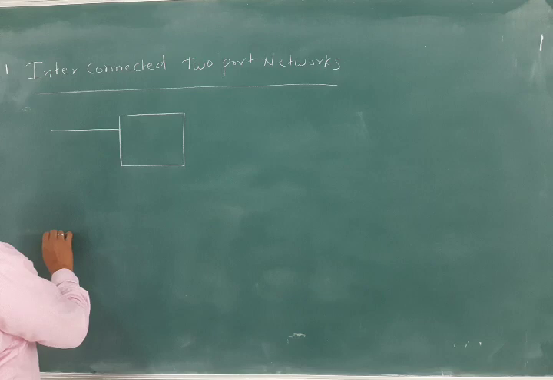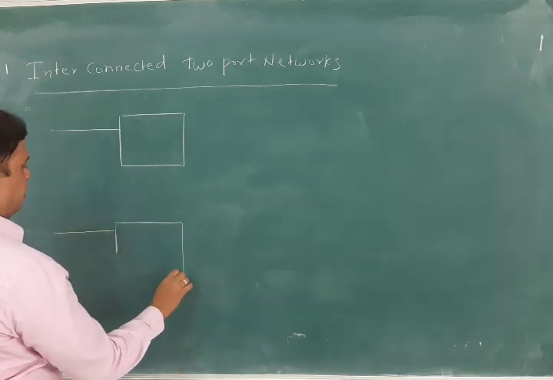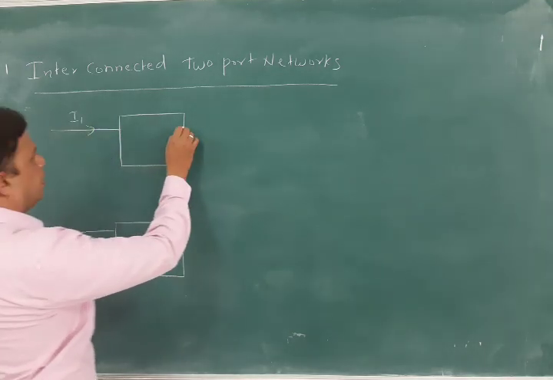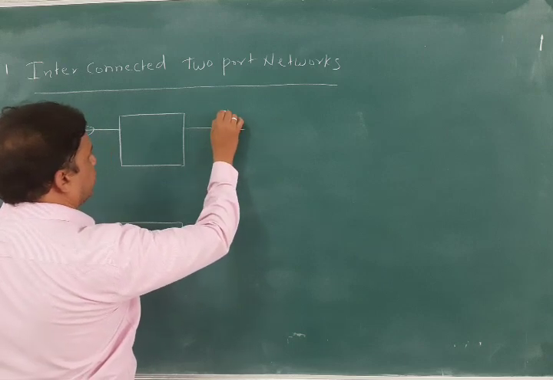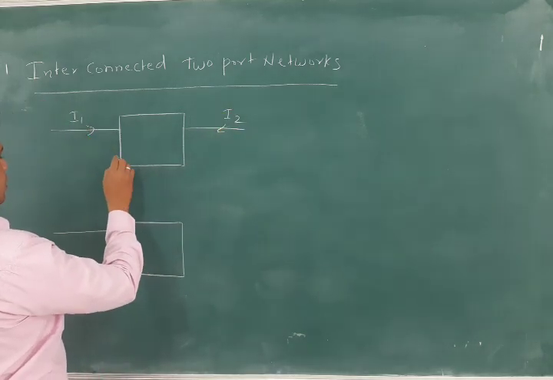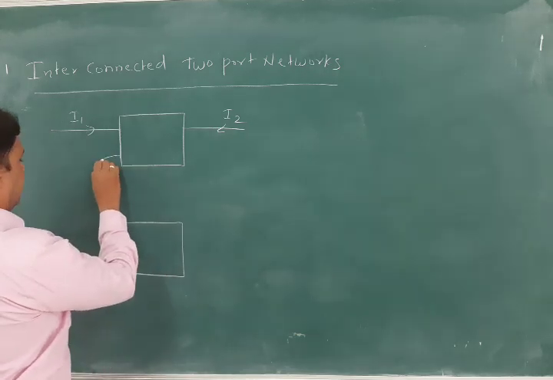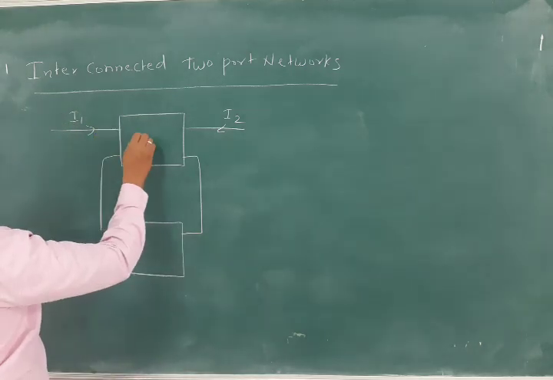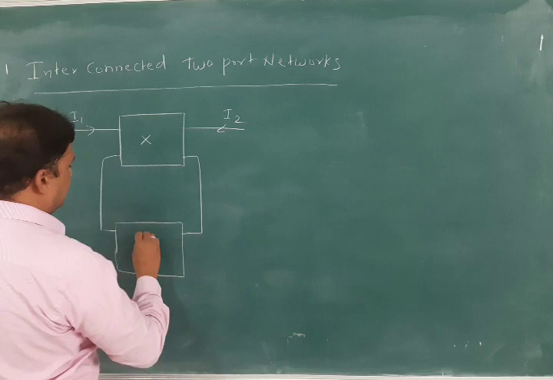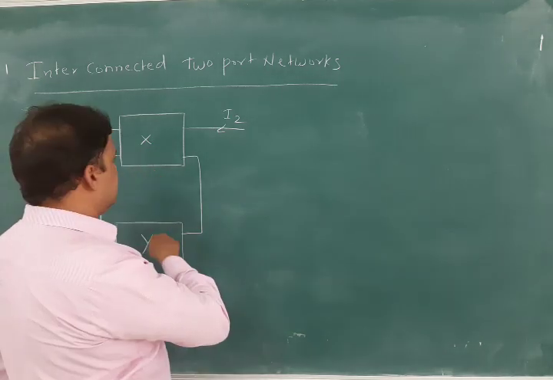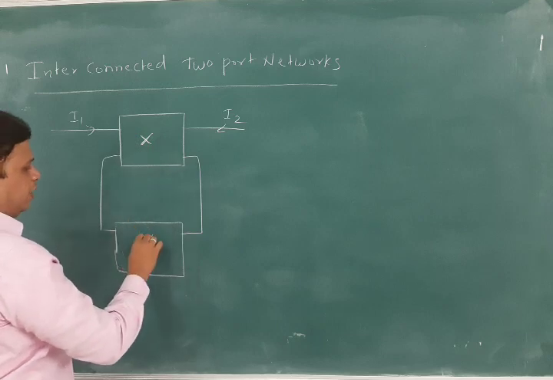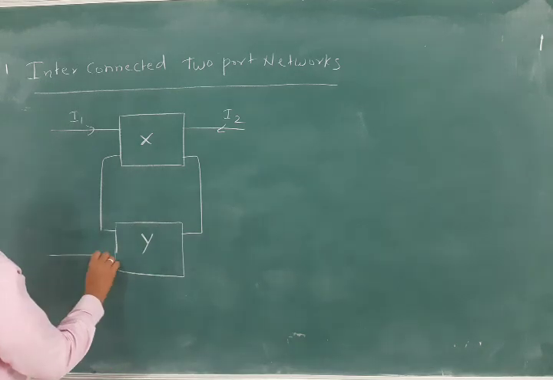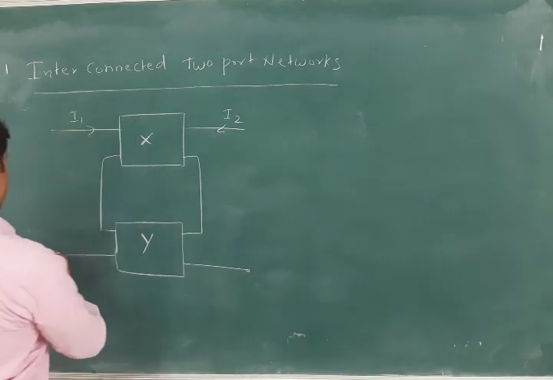Suppose we have a two-port network and another two-port network, with I1 here and I2 here. These are interconnected networks. This is X and this is Y. We call them the X network and the Y network, and they are connected in series like this, with another port here.